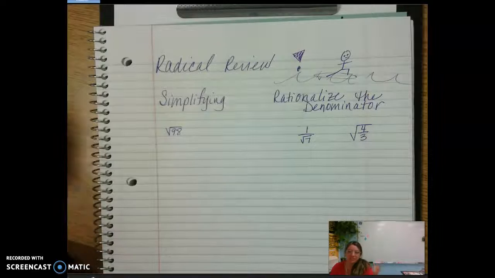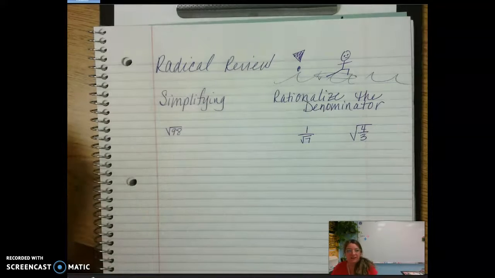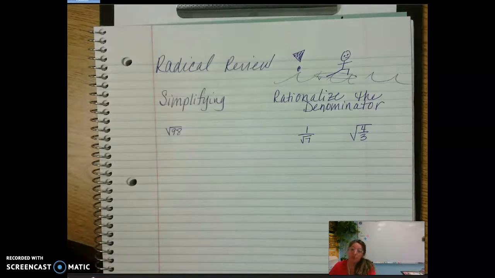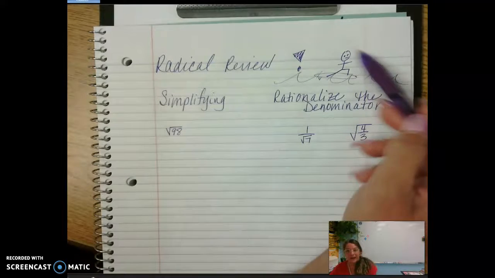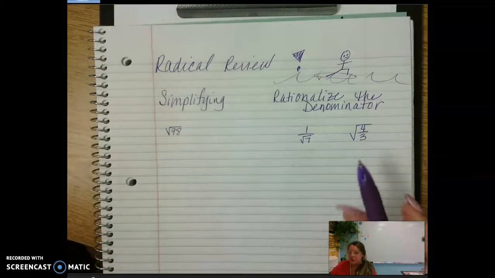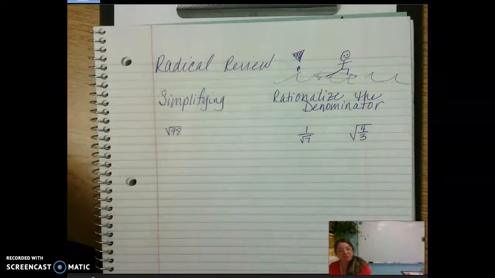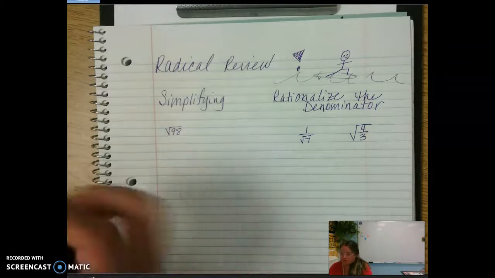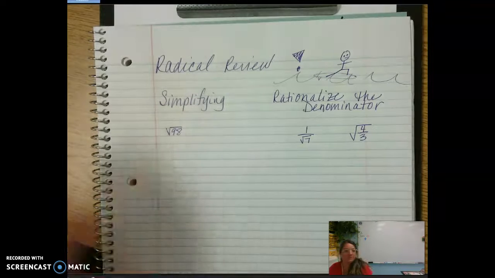Hey guys, so I just wanted to give you a quick review on radicals. They are, by the way, square roots, okay? And so this is my little radical dude. Do you see, right? Radical dude. But there are two types of radicals that you're going to see that you're going to need to simplify, okay? There's some that are going to just be straight simplifying.